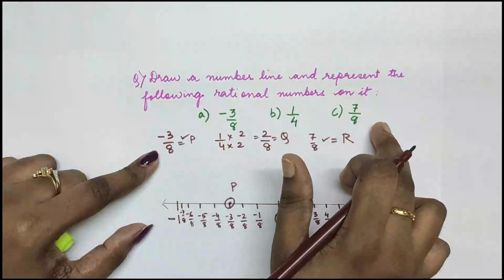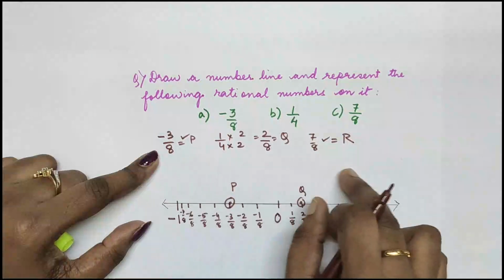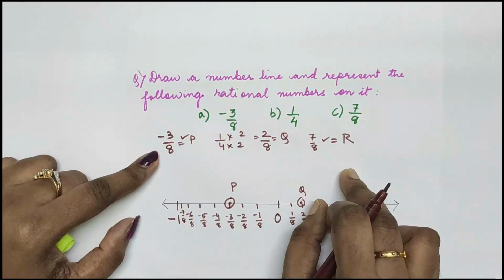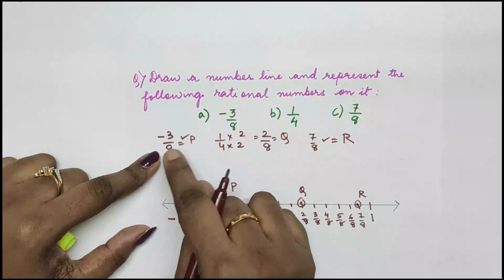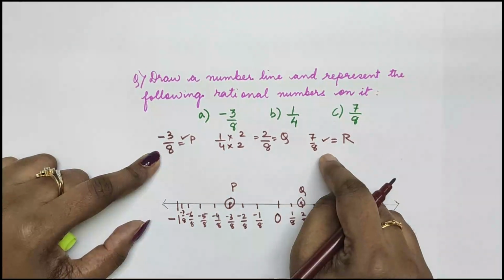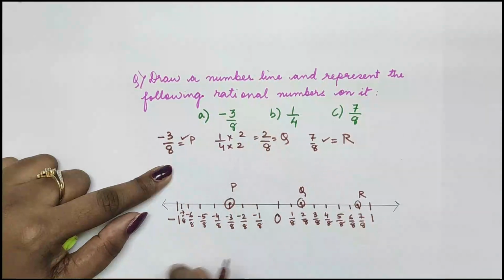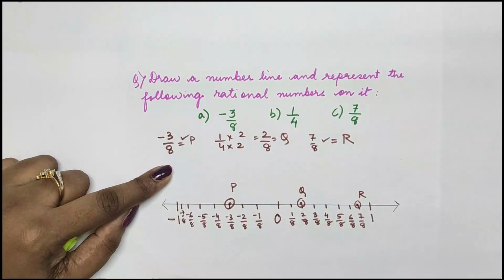So if you have such a question, you can see if you can make the denominators the same. Generally you will have questions which can be easily converted into the same denominator. So convert the denominators into the same number and easily plot the number line.